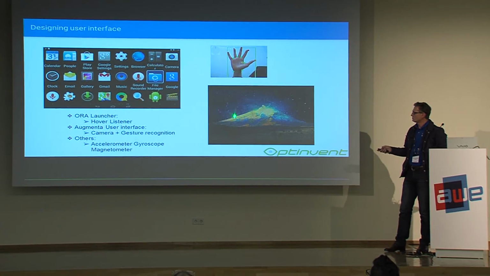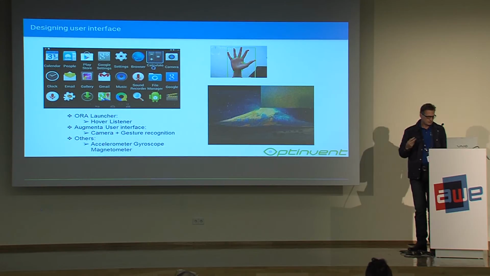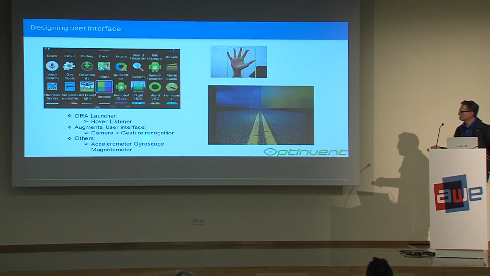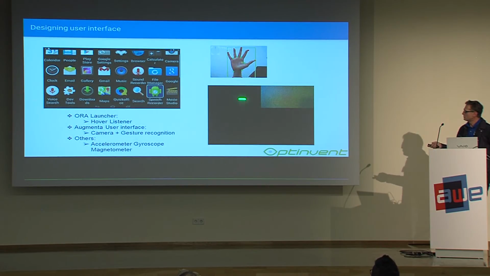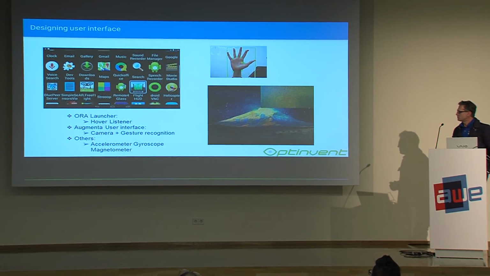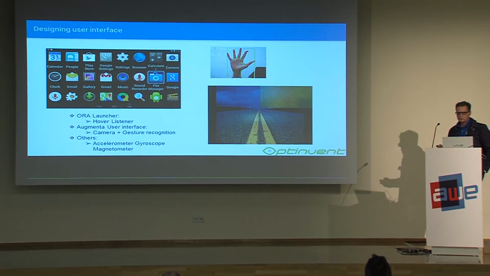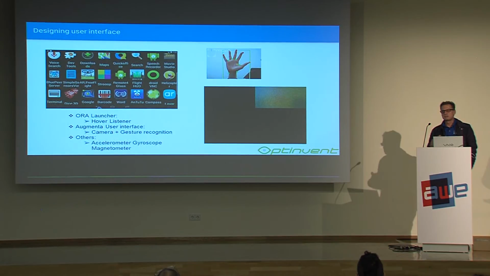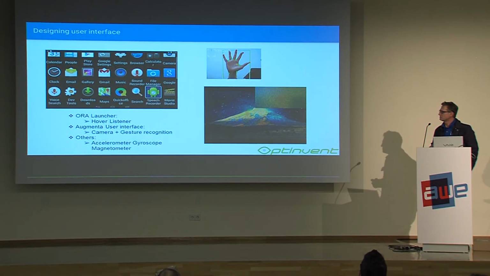You also have other user interfaces based on hand movement. Actually, in our booth we have a demonstration using an augmented user interface. You can see here, when you move your hand, you can scroll or move from one picture to another. As a developer, you also have access to the data from the accelerometer, gyroscope, and magnetometer to use for your user interface.